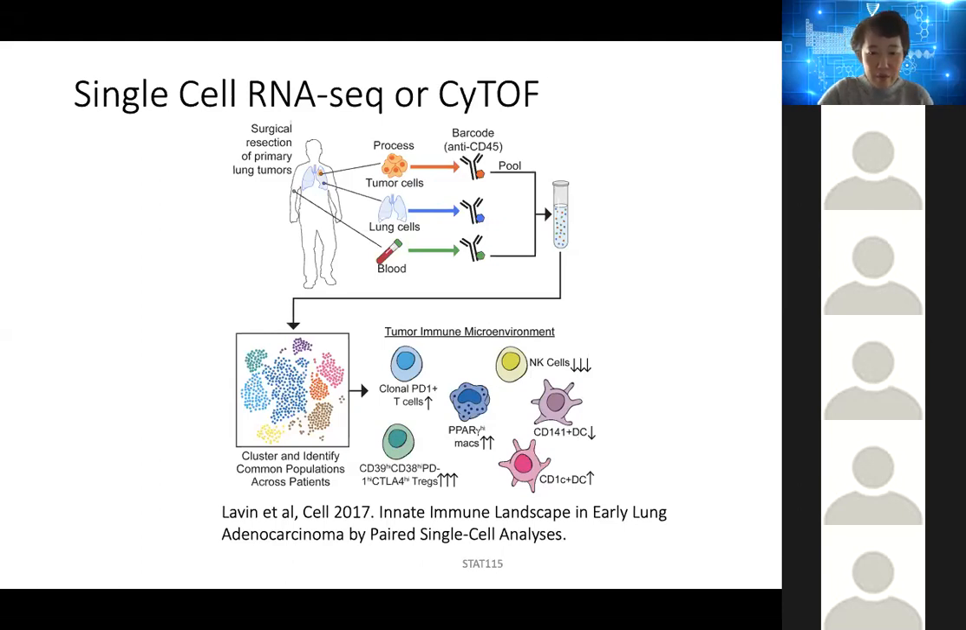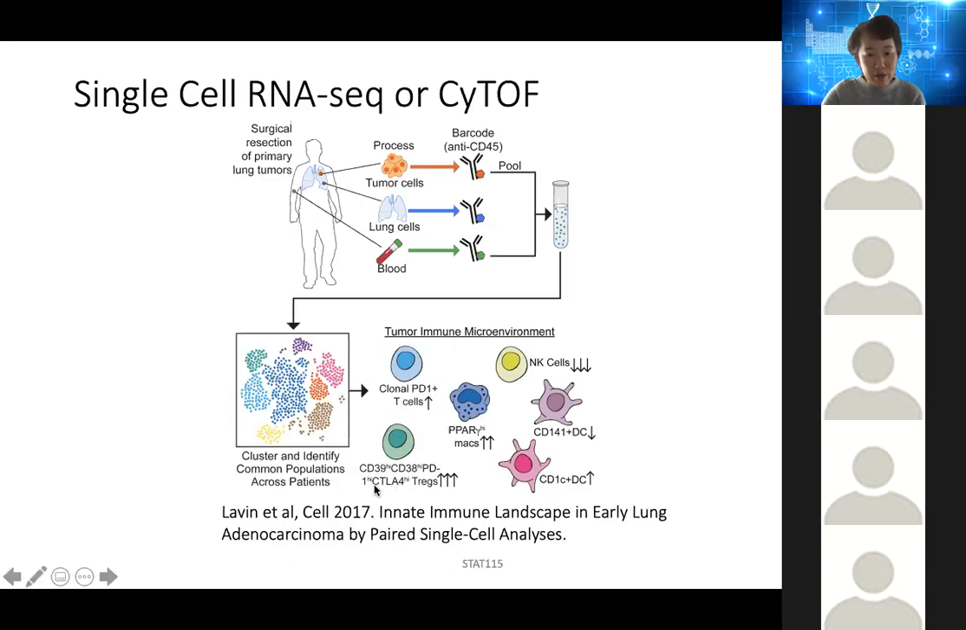And the CD141 is a type of dendritic cell that can present antigen in a more efficient way. And you see the level decrease, whereas the CD1 dendritic cell doesn't present as efficiently, the level increases. And then they see PPAR gamma, a transcription factor in macrophages, start to increase. And then they see the T cells in general have more PD-1, which means that these T cells are becoming more dysfunctional.